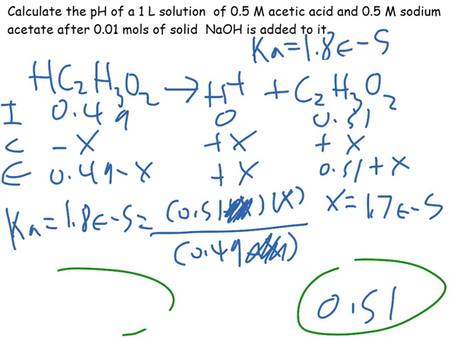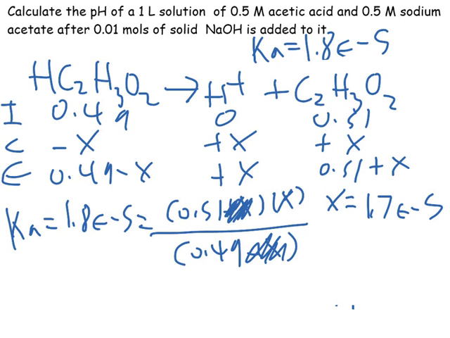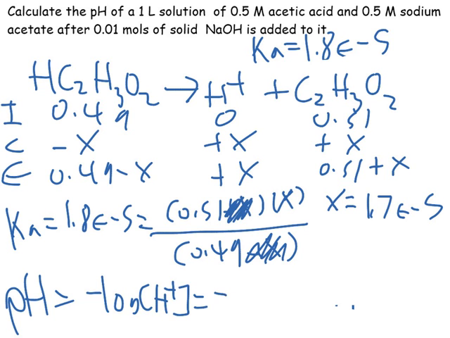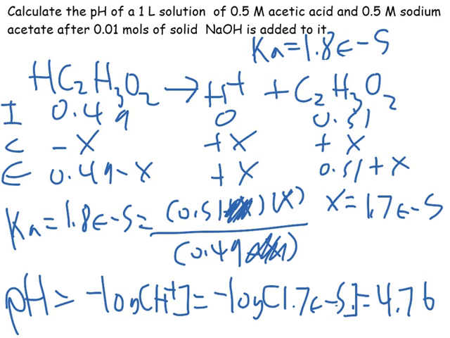Now we just plug that into the pH formula. pH is equal to the negative log of the H plus ion concentration. That's going to be equal to around 4.76, and there we go.